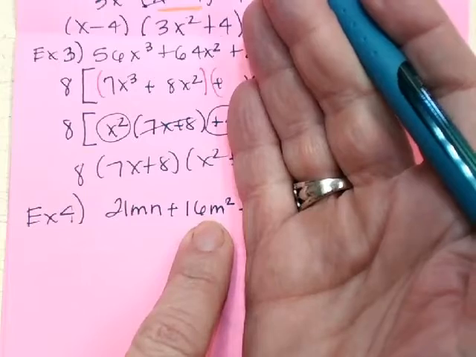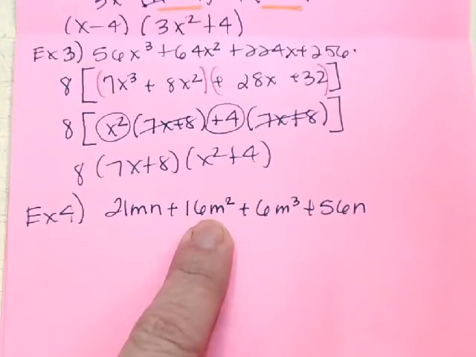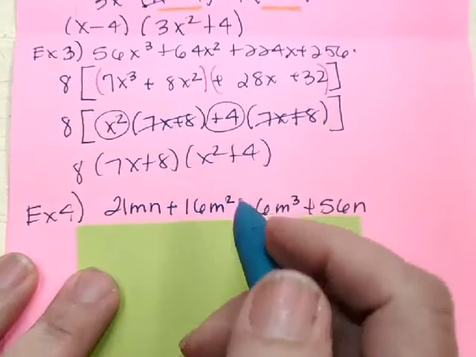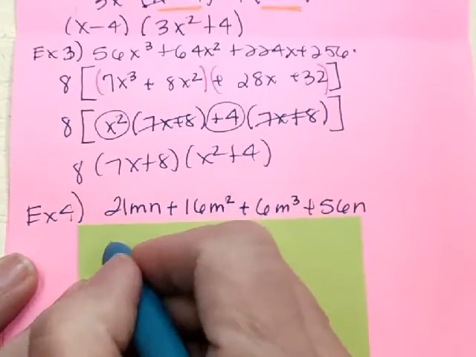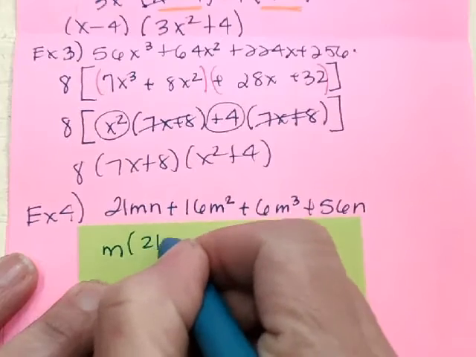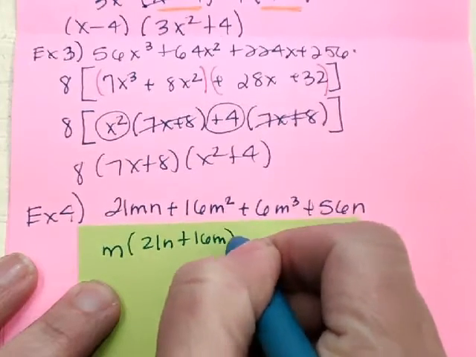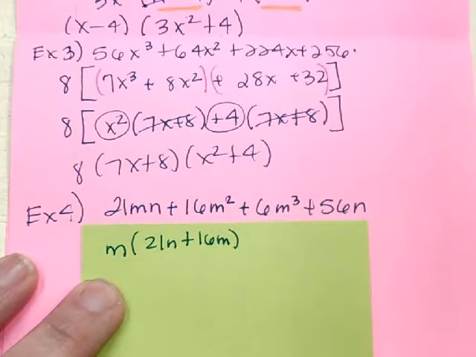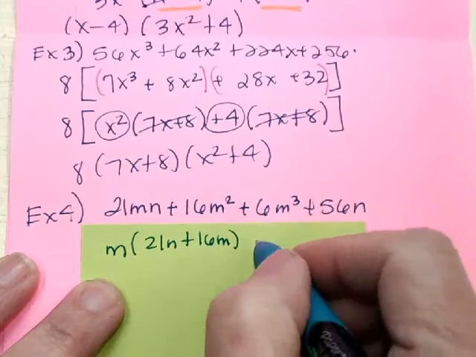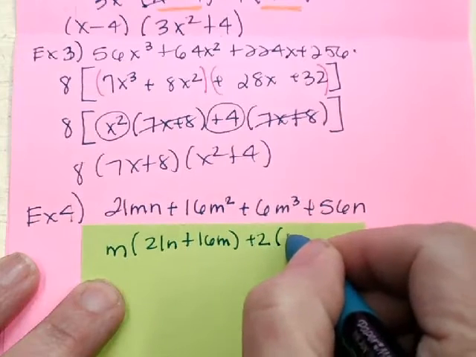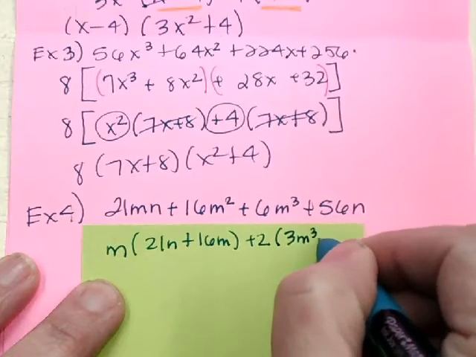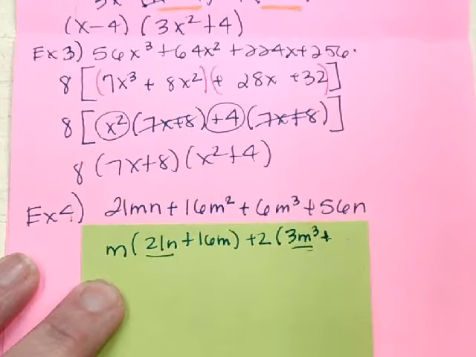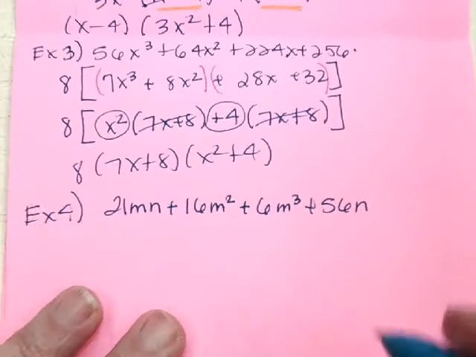Think about that. I don't have a post-it note. I have this. I'm going to do some little side work before I put it on my actual flip chart. If I take out an m, that's going to leave me with 21n plus 16m. Here, the only thing I can take out would be a 2. And that's going to leave me with 3m cubed plus, so you see right away, I can see this is not going to work. I'm not going to have the same stuff. So sometimes you have to rearrange.